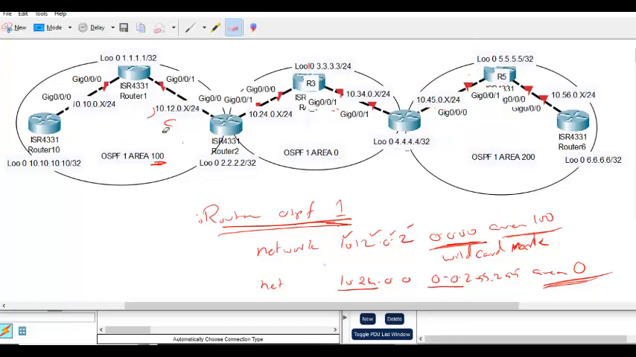We'll do this in the lab in our next class.